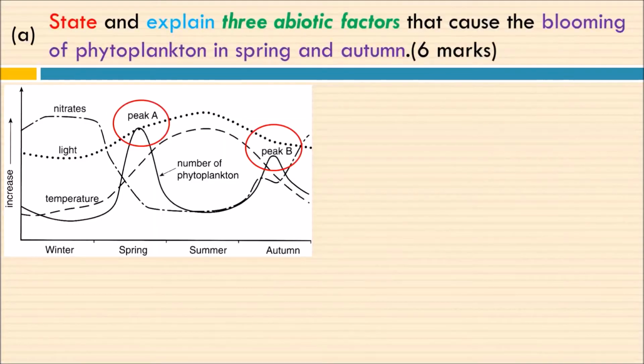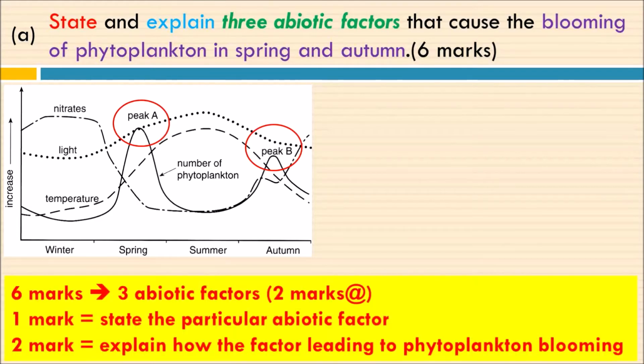In part A, we need to state and explain three abiotic factors that cause the blooming of the phytoplankton in spring and autumn. 6 marks for 3 abiotic factors. That means 2 marks for 1 abiotic factor: 1 mark for identifying the particular abiotic factor, and 1 mark for explaining how the particular abiotic factor leads to the blooming of the phytoplankton.